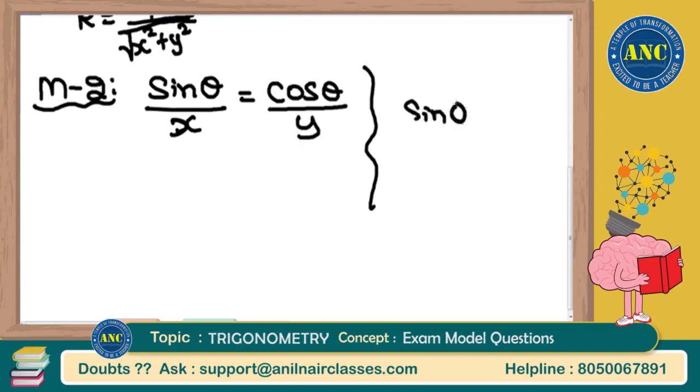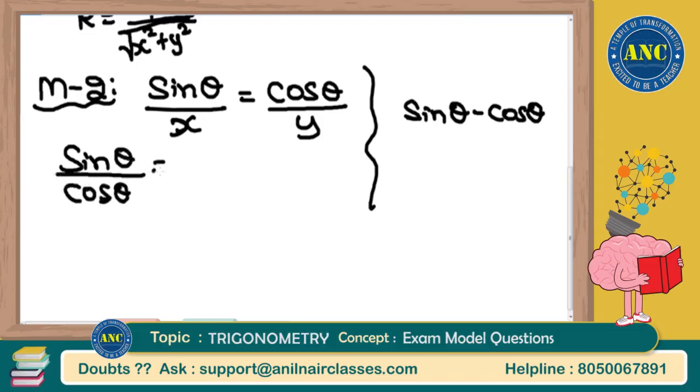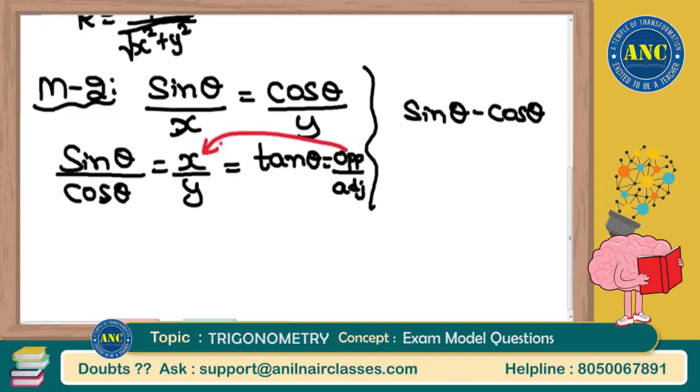Sin theta minus cos theta is what they are asking us to find, right? If I simplify, sin theta divided by cos theta is equal to x divided by y. What is sin theta by cos theta? It is tan theta, and the definition of tan theta is opposite divided by adjacent. That means, can I say that opposite is nothing but x, adjacent is nothing but y, the other side is hypotenuse. Hypotenuse is nothing but square root of opposite square plus adjacent square, square root of x square plus y square.